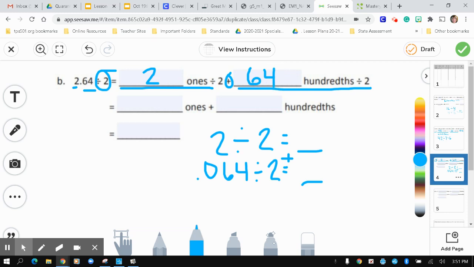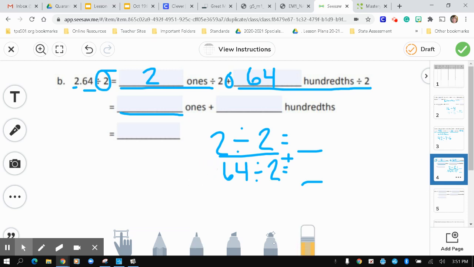So once I've done that, you need to take 2 ones divided by 2. How many ones would you get? So that would be this problem here. Then you need to take, oh, seeing now, my decimal was off. There we go, 64 hundredths divided by 2. Well, what would you get when you divided those?